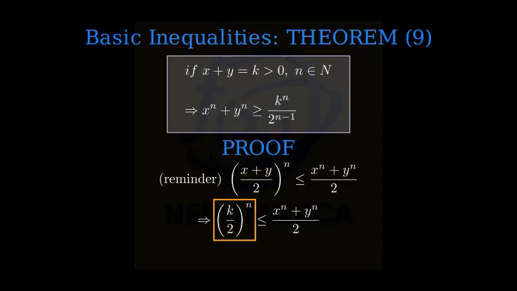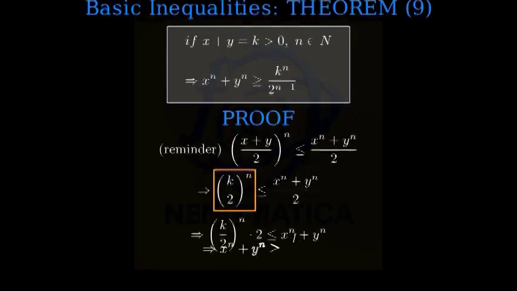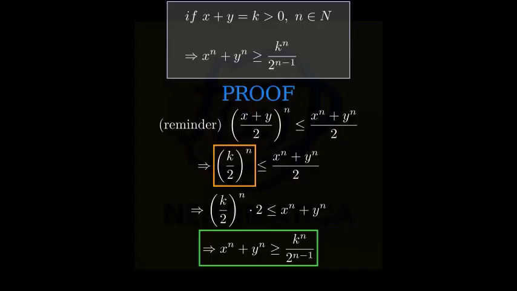Now, let's manipulate this inequality to match our target form. Multiplying both sides by 2, we get k over 2 raised to the n times 2 is less than or equal to x to the n plus y to the n. This simplifies to x to the n plus y to the n is greater than or equal to k to the n divided by 2 to the power of n minus 1. And that's exactly what we wanted to prove.